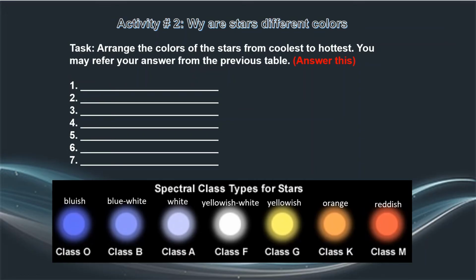For activity number 2, why are stars different colors? What you're going to do is to arrange the colors of the stars from coolest to hottest. You may refer to your answer from the previous table. So you're going to arrange the colors of the stars depending on their temperature.